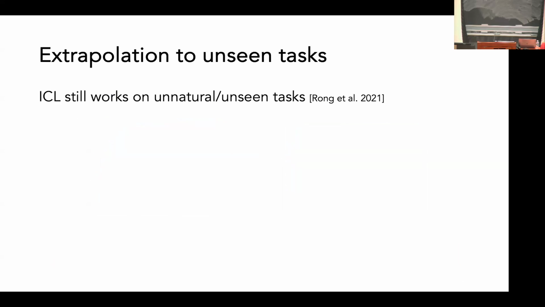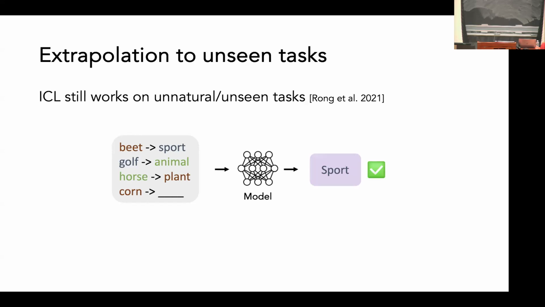Okay, so this goes back to your question. There's been some empirical evidence that in-context learning still works on these tasks that are unseen or unnatural. One example is this remapped label task, where we're mapping beach to sport, golf to animal, and horse to plant in a consistent way. We remap the labels consistently, and we find that the language models with enough examples in the prompt are able to do this remap task that they may not have seen before.